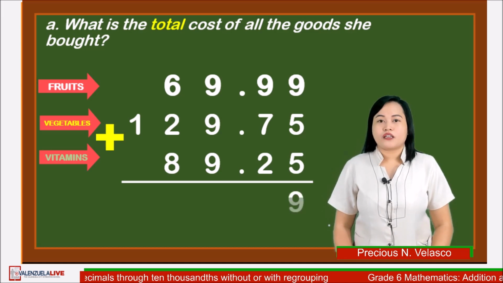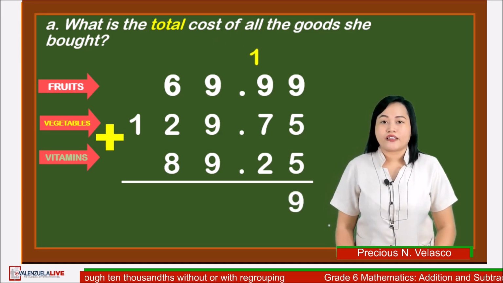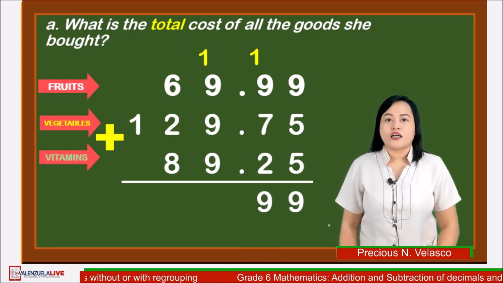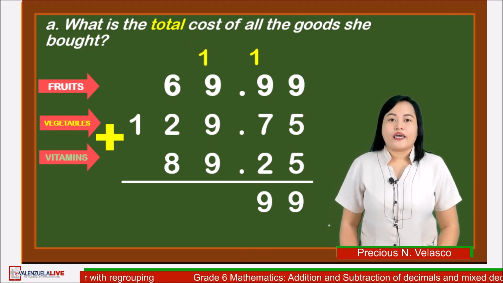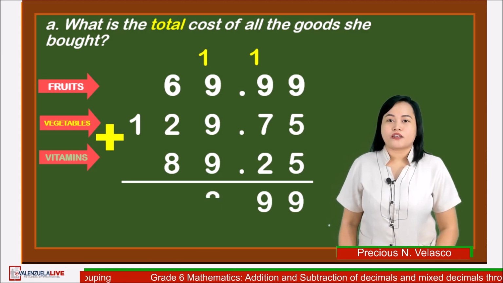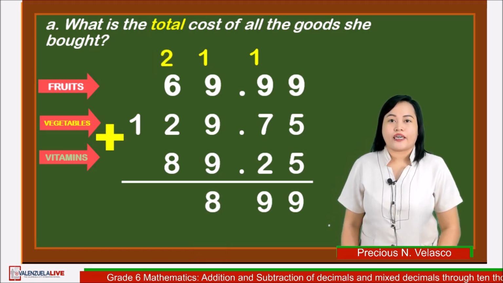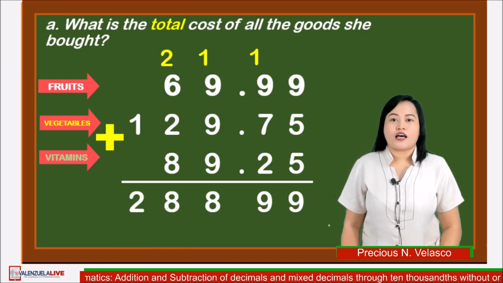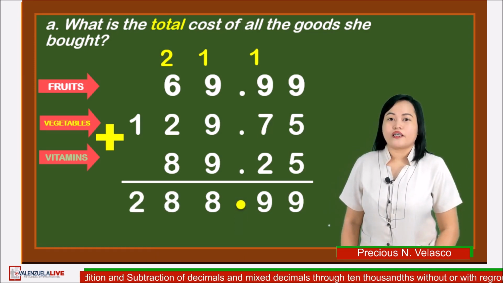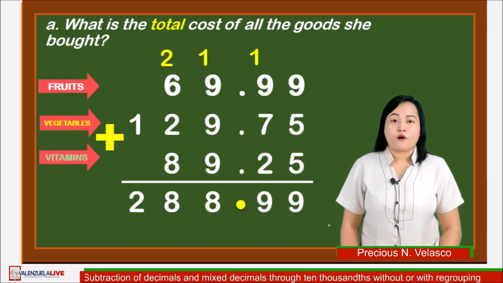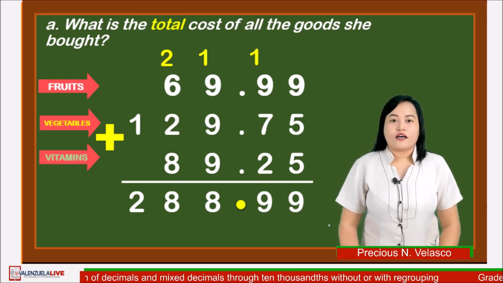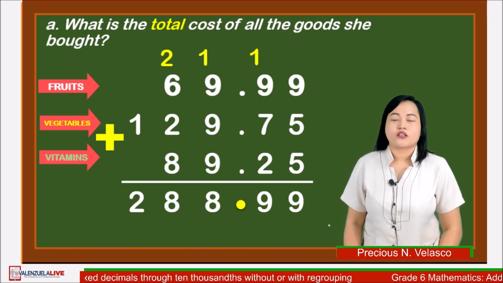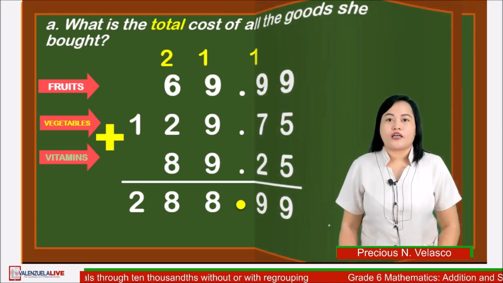We have 9 plus 5 plus 9, which will give us 19. So 1 plus 9 plus 7 plus 2 will give us 19 also. And 1 plus 9 plus 9 plus 9 will give us 28. Then 2 plus 6 plus 2 plus 8 will give us 28. So the total cost of all the goods she bought is 288 pesos and 99 centavos. So let's proceed with the second one.